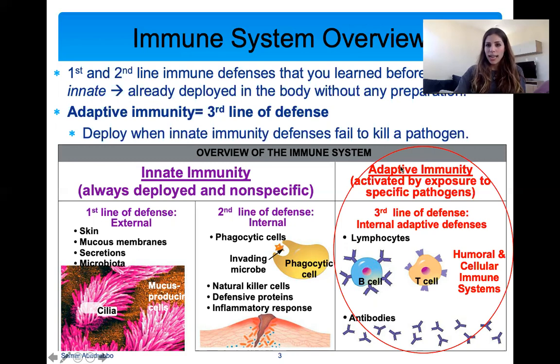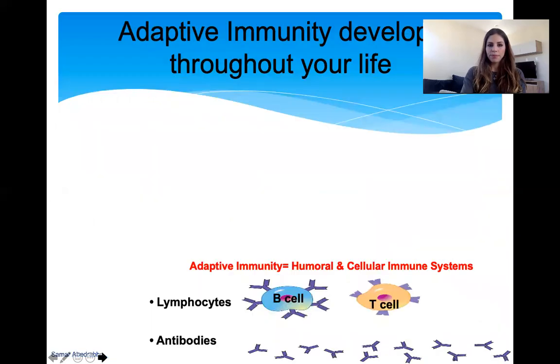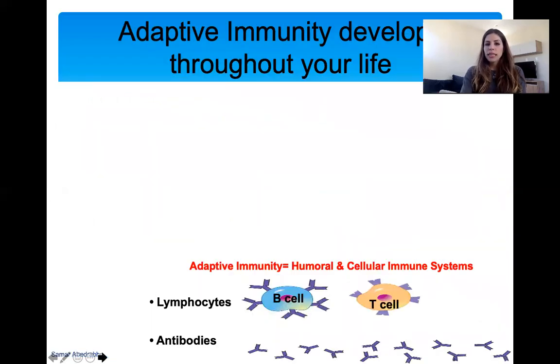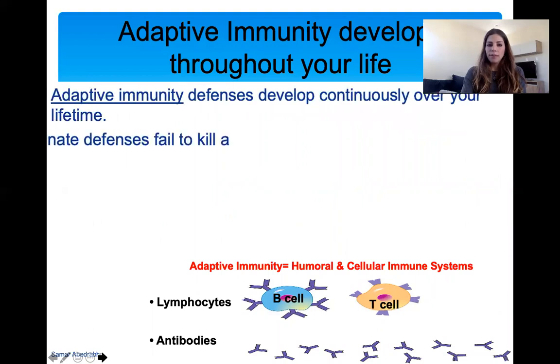it adapts over time and it gets better. And it's activated by continuous exposure to different pathogens, so it gets better with time. These are where vaccines help, and we're going to talk about that a little bit later. So again, your immune system consists of innate and adaptive immunity, and today we're going to focus on your adaptive immunity. So the adaptive immunity is always continuously developing throughout your life.